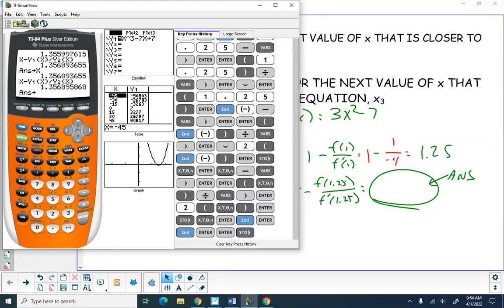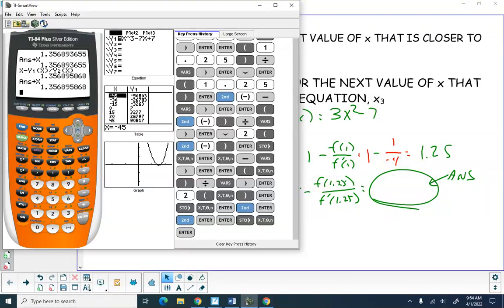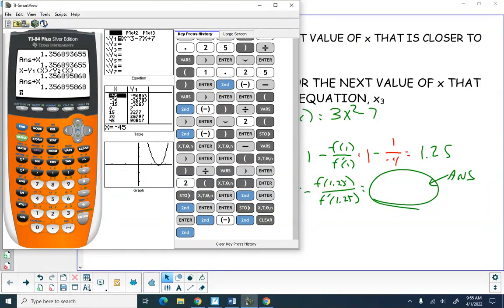So store to X, hit enter. Second answer, second, I'm sorry. Let's clear that. Second enter, second enter. Pulls that line back down again for me. I get 1.356898668. I get the exact same thing, which is as close as we can get to the actual value.